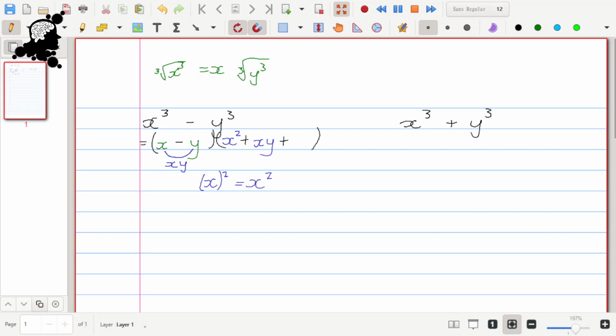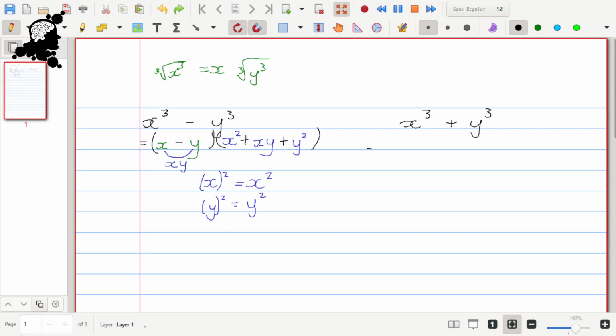To get the last term in the big bracket, I take the last term in the small bracket and I square it. Y squared is just going to give me y squared. So there we are, I've got y squared there. We are done factorizing the difference of two cubes. Let's look at the one on the right hand side. This is the sum of two cubes.